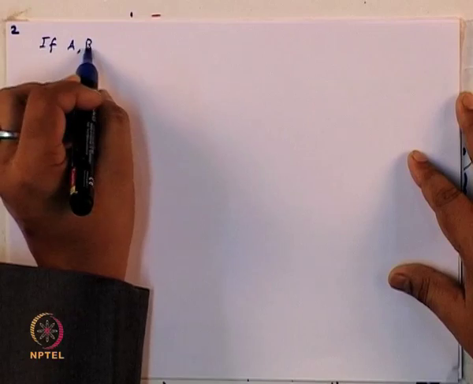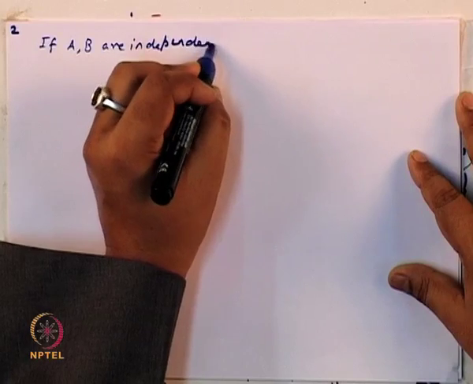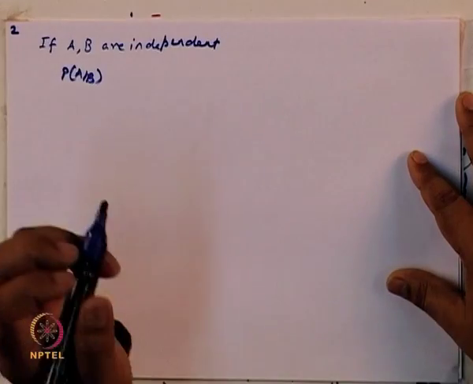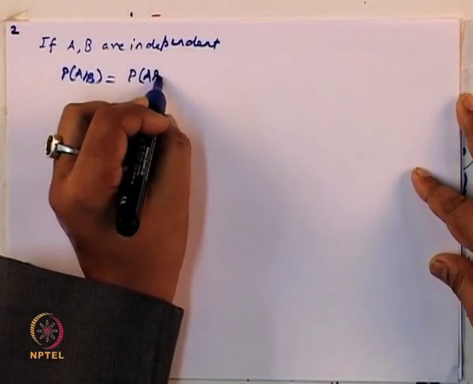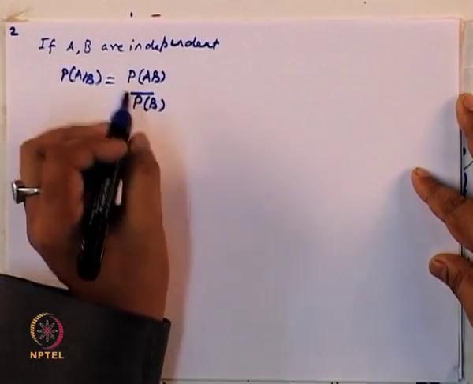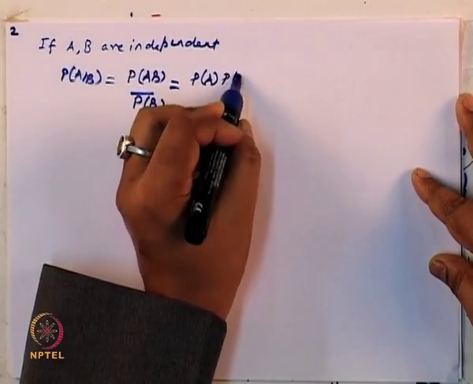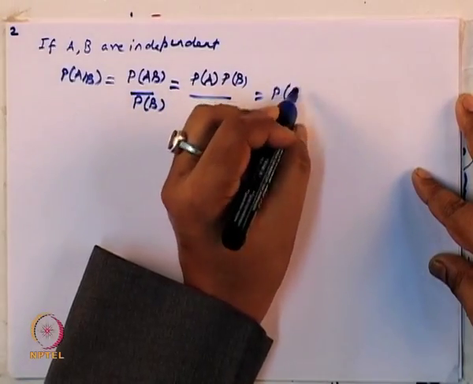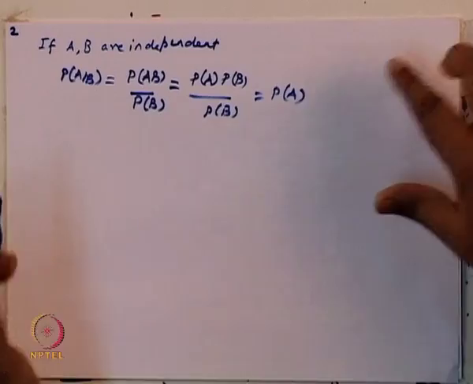So, if A and B are independent, then probability of A given B, okay, I can write as probability of A B by probability of B, and probability of A B for independent events is simply probability of A into probability of B, by probability of B, which is simply the same as probability of A. Okay.